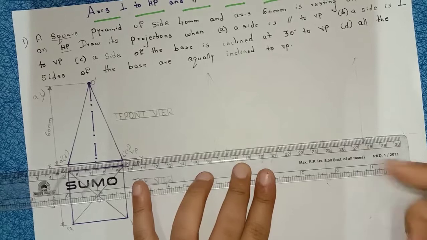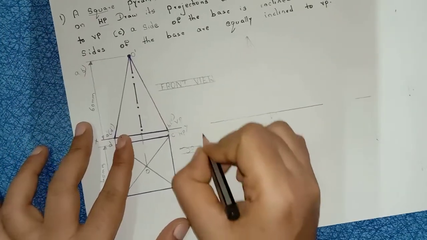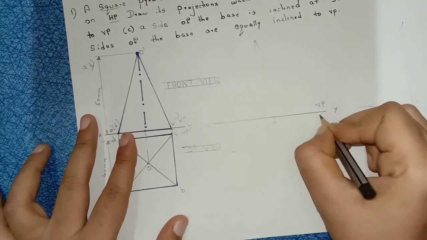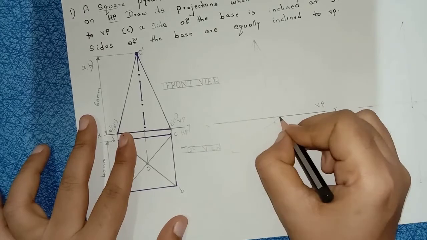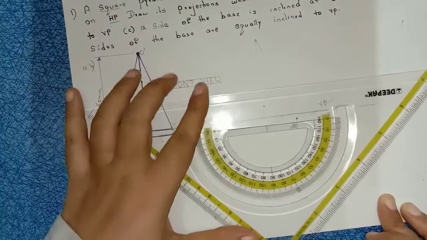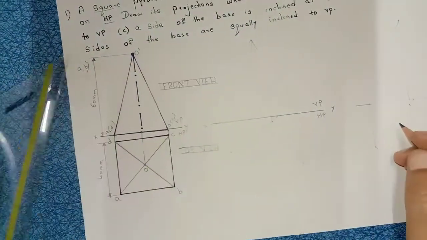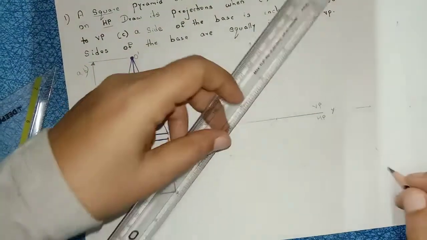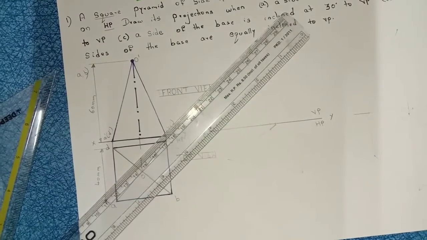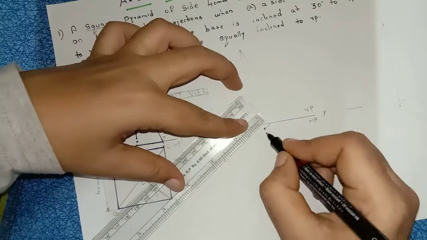Same process, draw the reference line of any length, name it as XY, vertical plane and horizontal plane. Mark any point on the reference line. Place your protractor there. 30 degrees to VP, no? So I am marking 30 degrees angle. So first what I will do, from that point I will leave 5 mm gap. Now after that, from here I will start constructing the square.